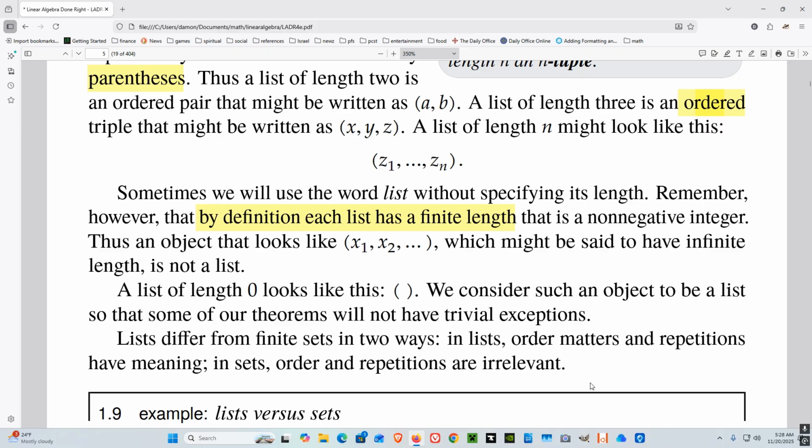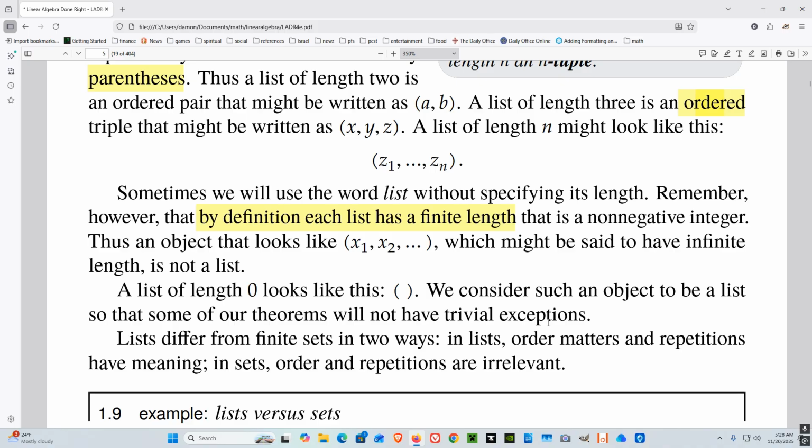A list of length 0 looks like this: empty parentheses. That's like the empty set. So this gives you a way to think of the empty set, by the way. Well, no, because this is an empty list. Sorry about that. Lists are not sets. Keep that in mind.